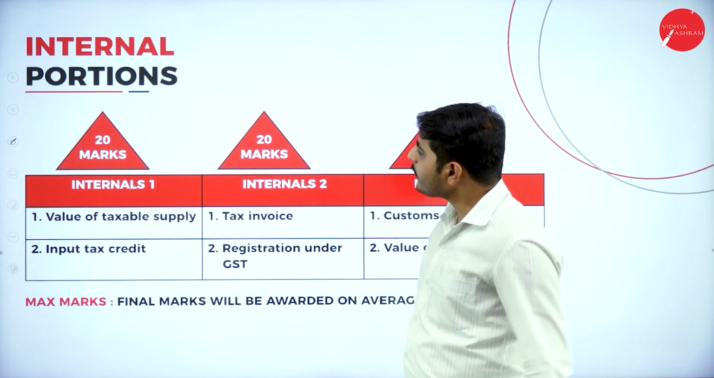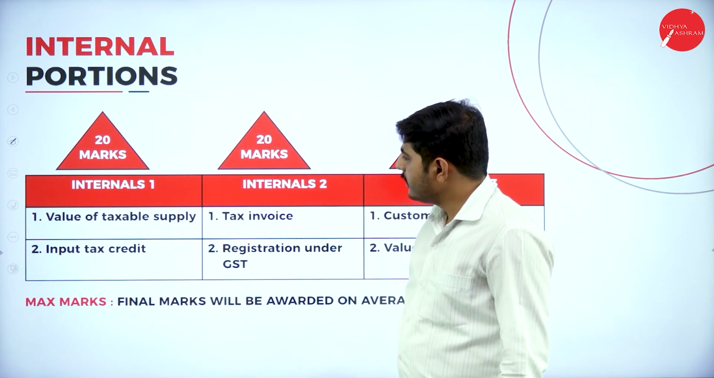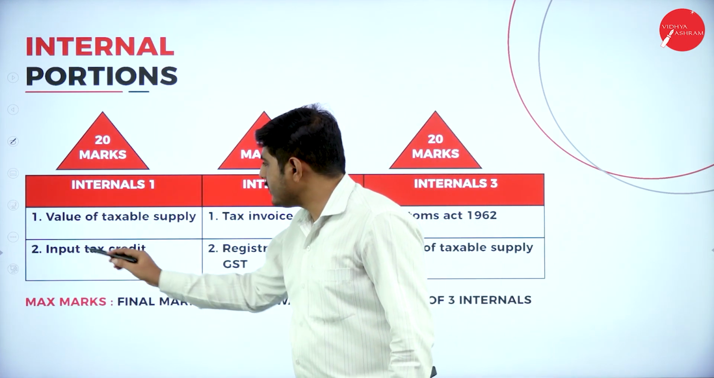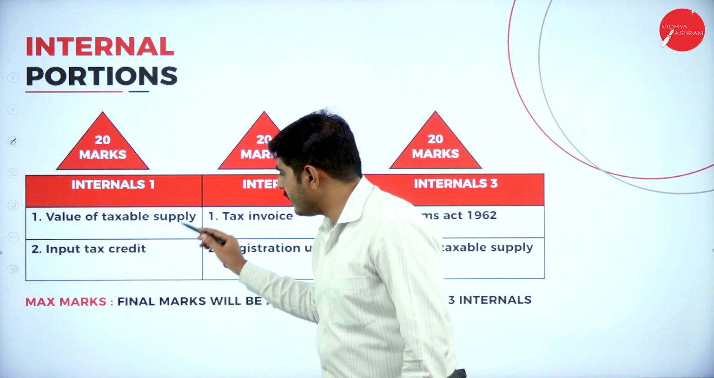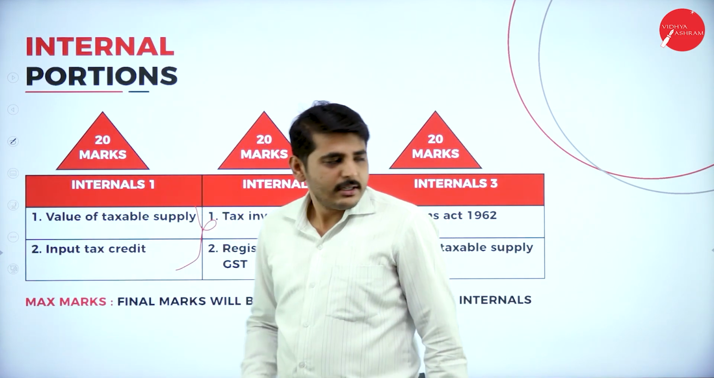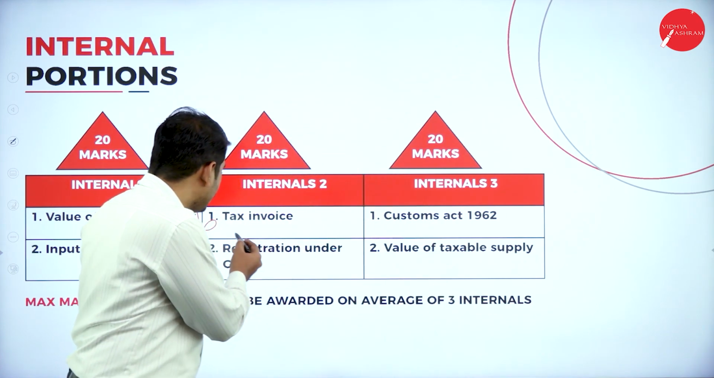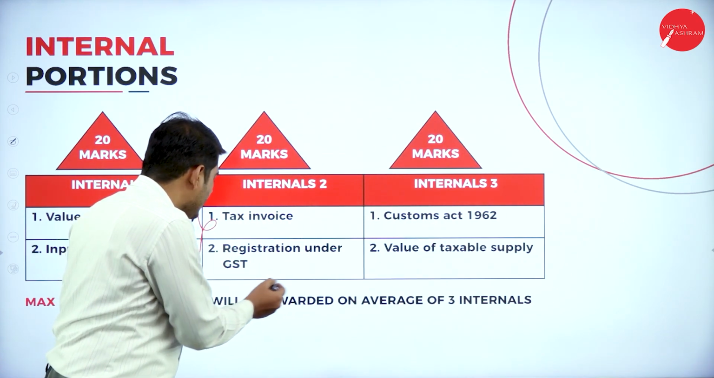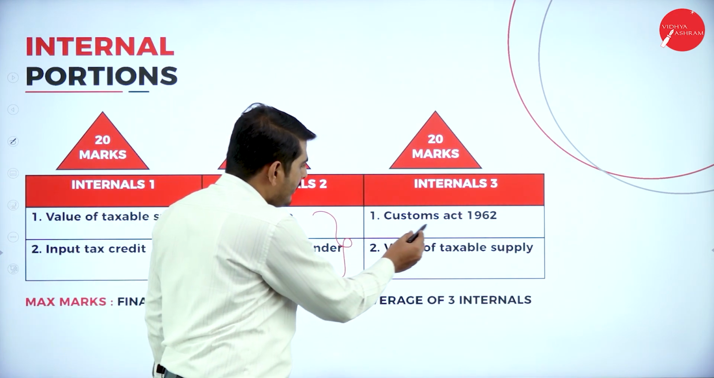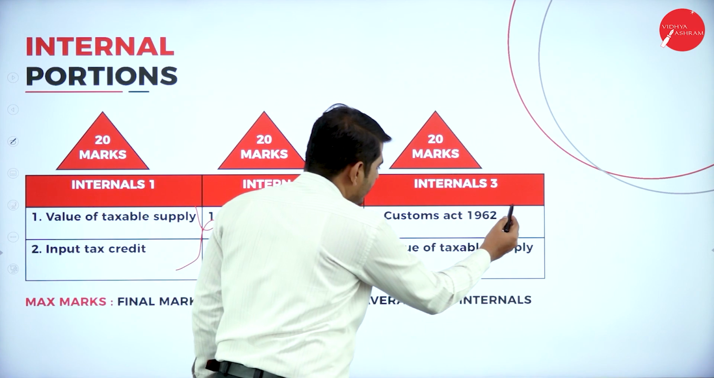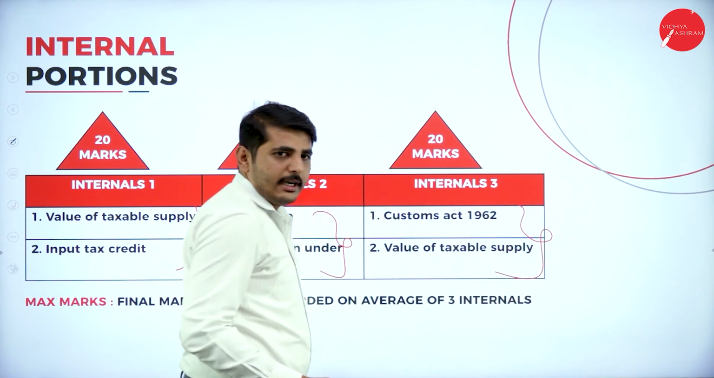Next one, these are your internal chapters. See, for first internals, we need value of taxable supply and input tax credit. Second internals, tax invoice and registration under GST. And third one, Custom Act 1962 and value of taxable supply for third internals.